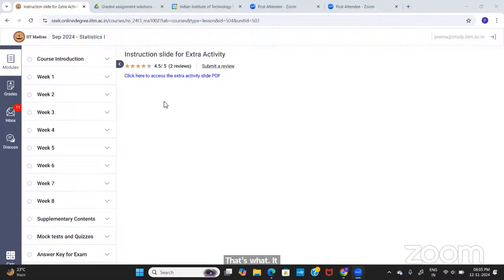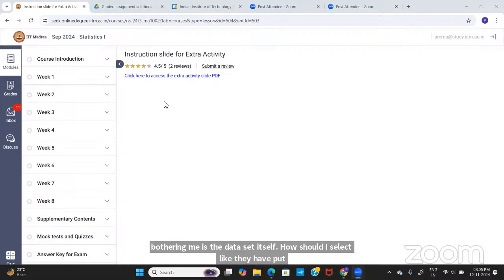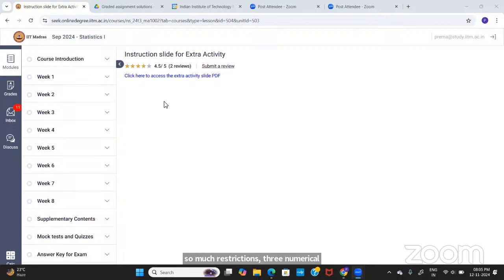What bothers me is the data set itself. How should I select it? They have put so many restrictions: 3 numerical variables, 3 categorical variables, 500 rows, and then we have to do all the computations also. No, not 500 rows, it is 1,000 rows. Yeah, 1,000 rows.